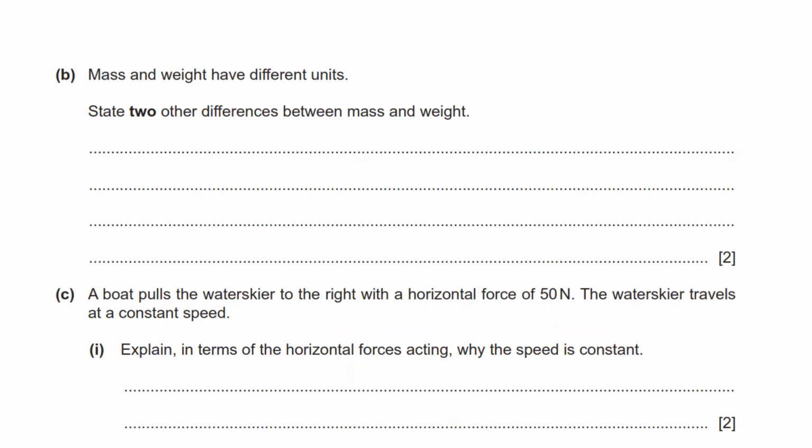B. It says mass and weight have different units. State two differences between mass and weight. So remember, so mass is a scalar quantity, whereas weight is a vector quantity. So this is one difference.